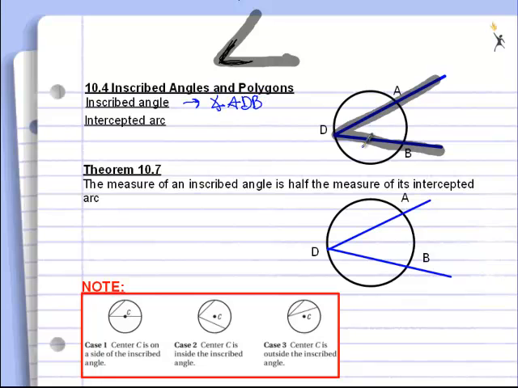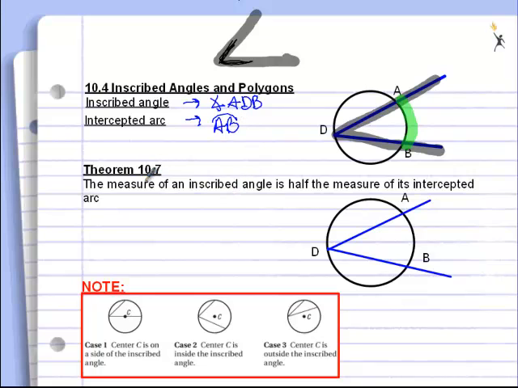We label it just like we have other angles throughout the year. But then the other thing we're going to notice is we actually get an intercepted arc. And this intercepted arc is the arc that is formed by the inscribed angle. In this case, it's arc AB.